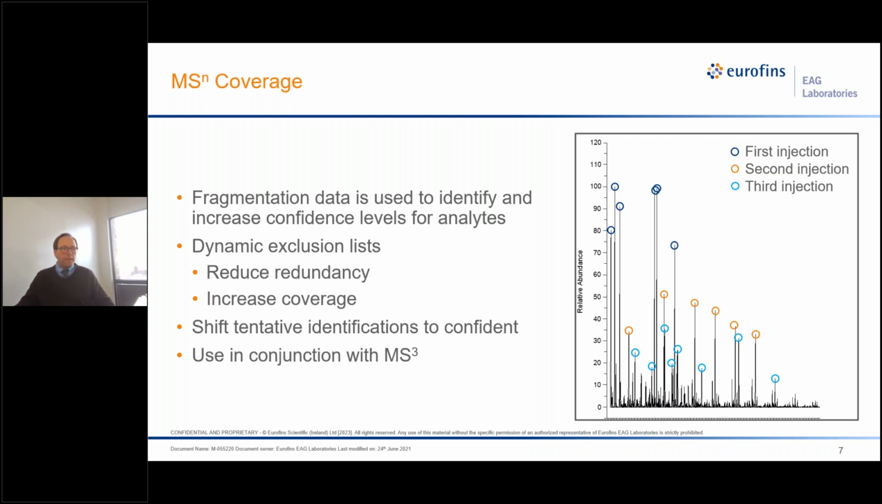So again, this is a great way that we can shift tentative identifications to confident by trading off this redundancy that we would have if we just collected the first injection information over and over, and increase our coverage by going lower. So it's using the same amount of instrument time, but it's doing it in a more targeted fashion. It can also be used in conjunction with MS3, which is the next thing I'm going to talk about.